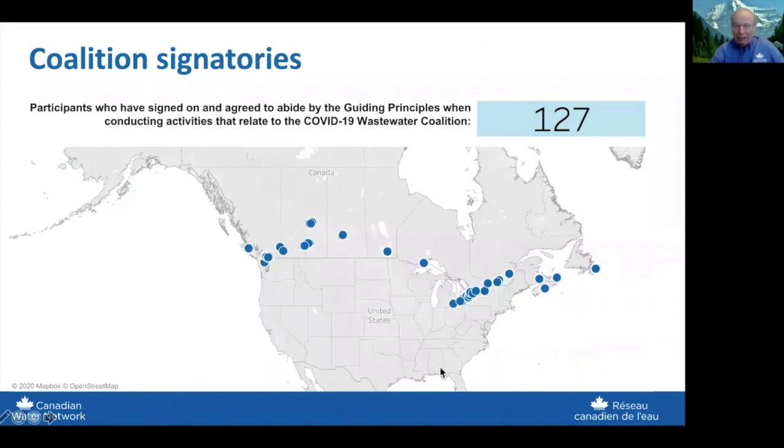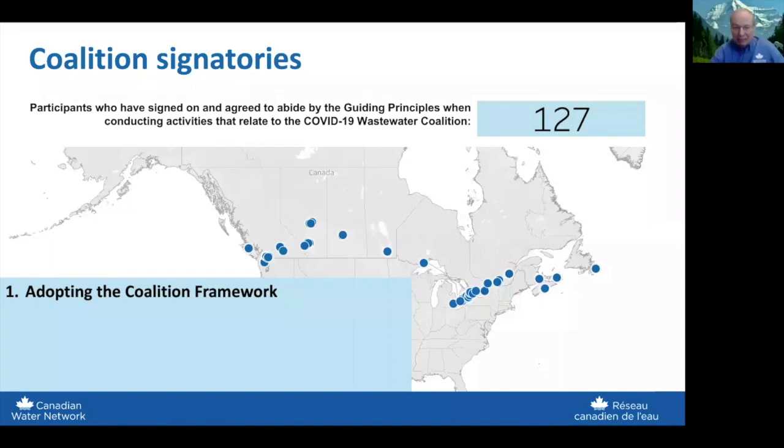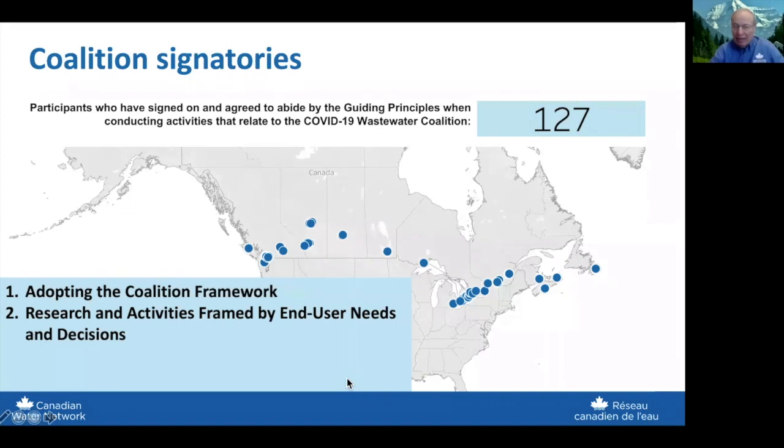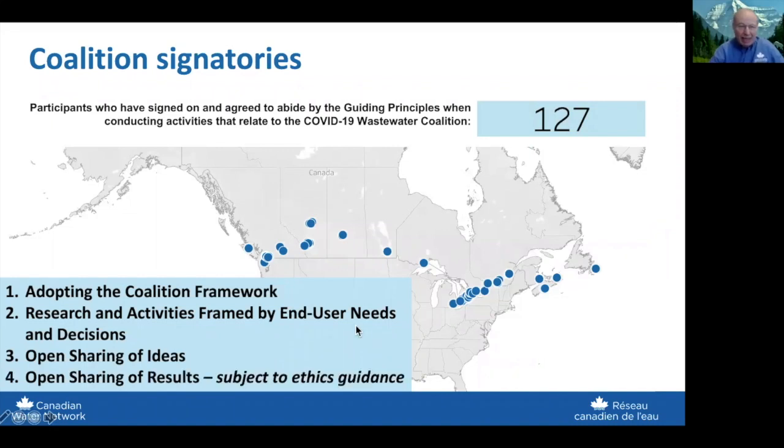So the map here just shows coalition signatories. At this point, we have 127 who have signed on. Basically, to sign on, all they had to do was adopt the framework that we spelled out. Adopt that the research and activities needed to be framed in terms of end user needs and decision making, commit to open sharing of ideas, and ultimately open sharing of results, subject of course to the ethics guidance that I'm going to talk about at the end.